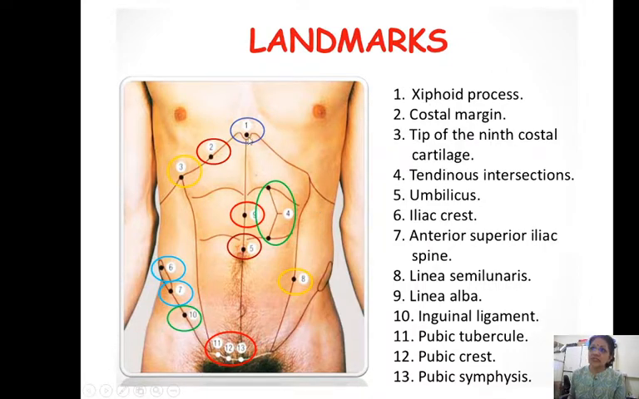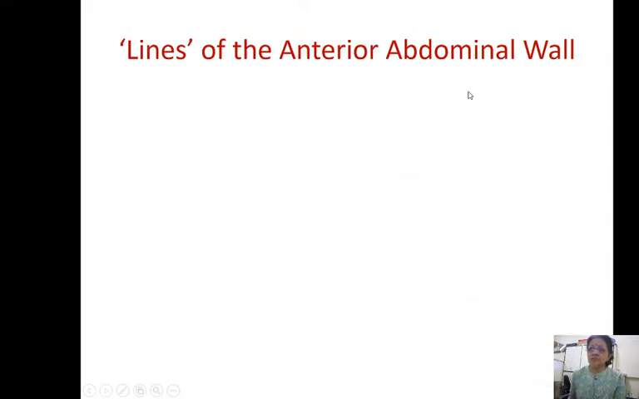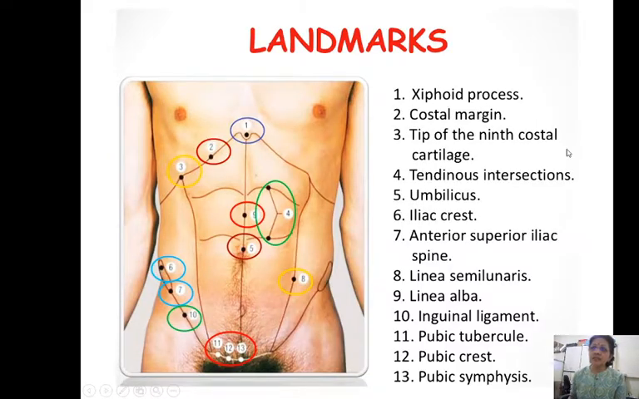The xiphoid process, we already know this. 2 is the costal margin. 3 is the tip of the ninth costal cartilage. Now we know that 9, 8, 7 join up with each other, right up to the joint between the body and the xiphisternum. If you palpate it, that's how it is.